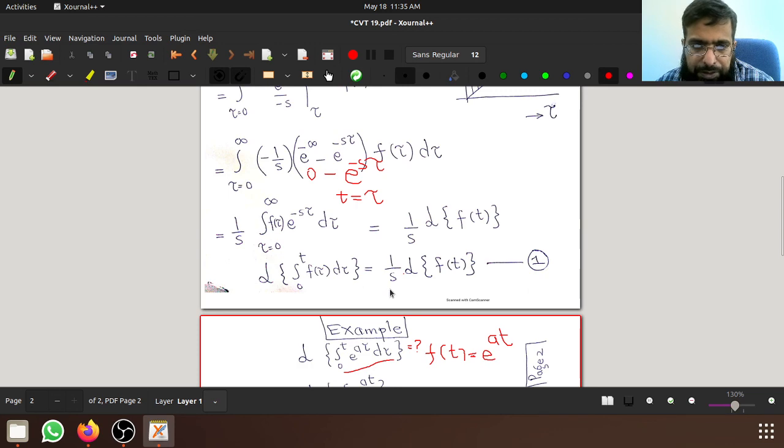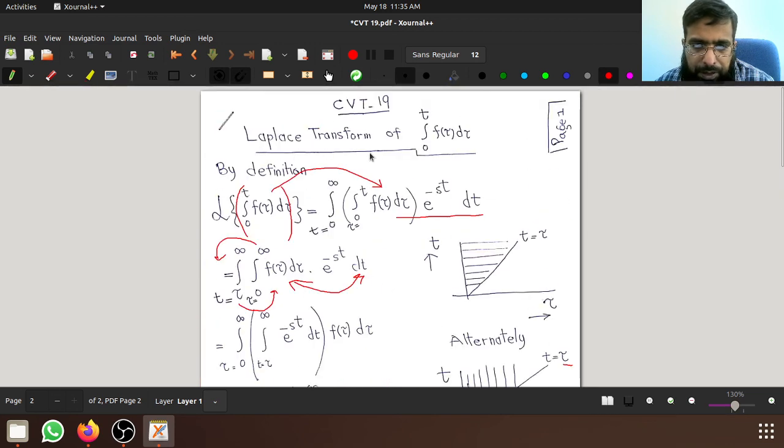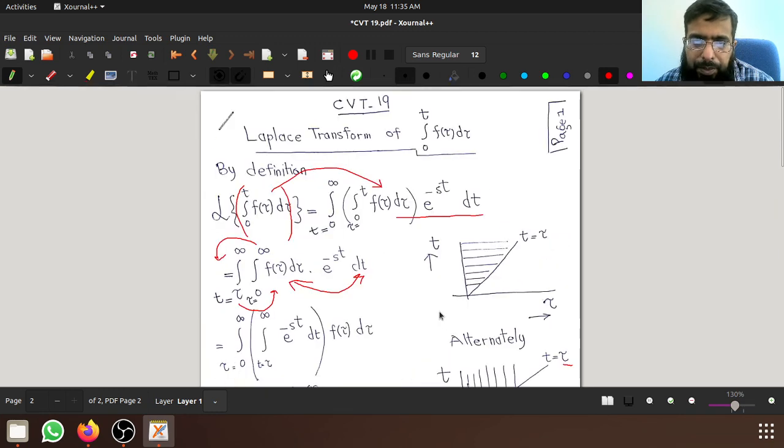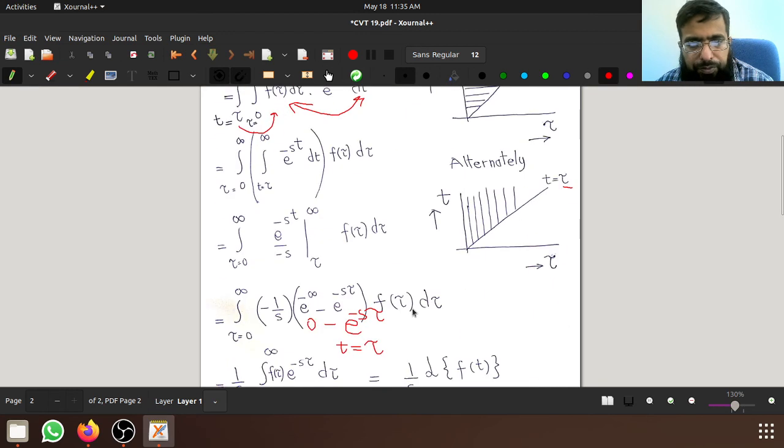Previously we have studied the Laplace transform of the derivative of f of t, and we derived, what did we derive? We derived that it is s times the Laplace of f of t, instead of 1 over s. So these two are very important results. The Laplace transform of the derivative is s times F of s, or Laplace transform of f of t, and the Laplace transform of the integral of f of t is 1 over s times F of s, or 1 over s times the Laplace transform of f of t.